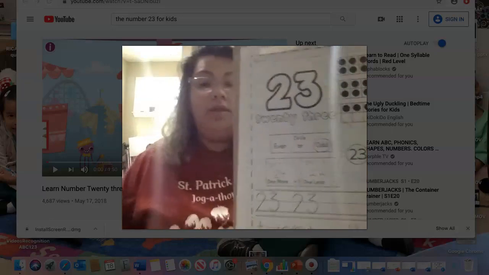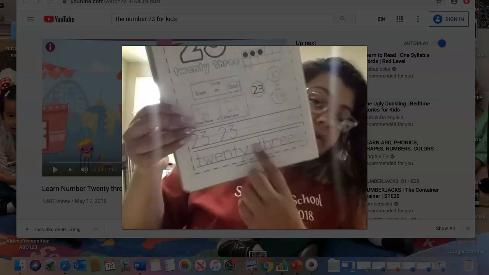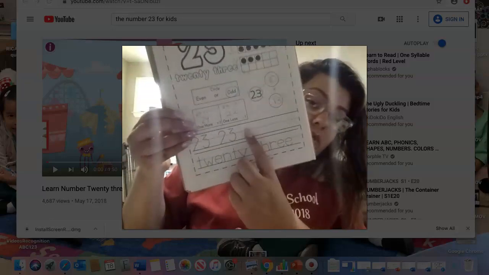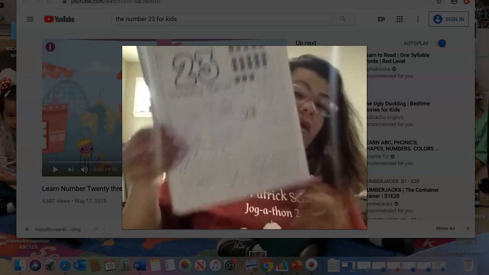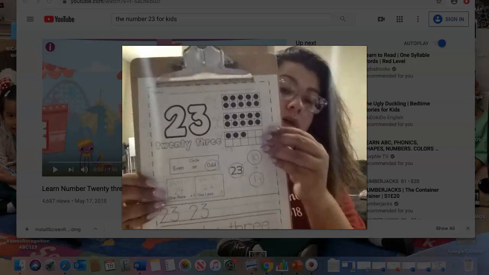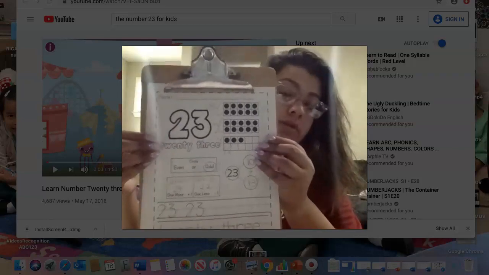Okay, and now your job by yourself is to go ahead and do the tracing of the numbers and then write the number and then trace the word 23. And when you're all done with that, you can go ahead and color your picture or your big number 23 and the word 23 up here.